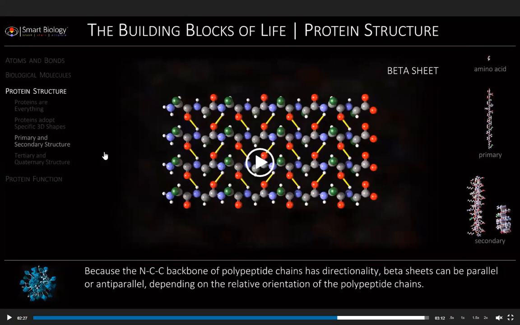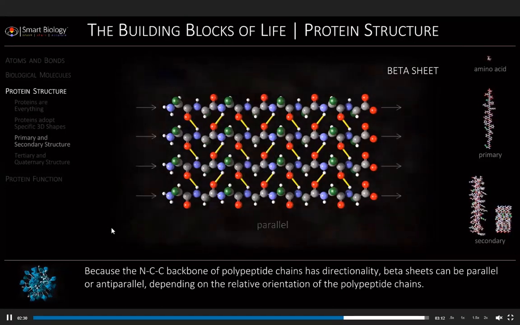So if you follow my cursor, you can see the two N termini are facing each other and the C termini are facing each other of the two polypeptide chains that are forming the beta sheet. In this case, they are parallel to each other, but if they are located in the opposite direction, then they would be anti-parallel. So let's have a look at how that is formed.